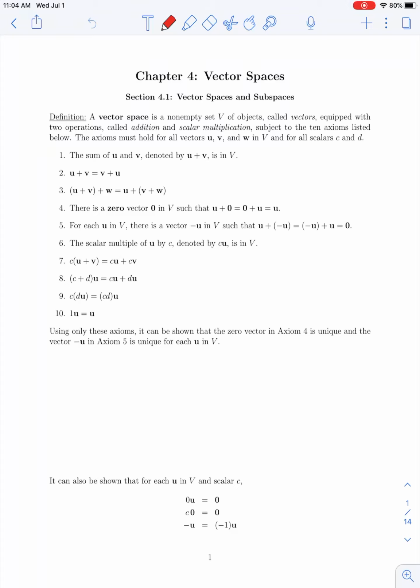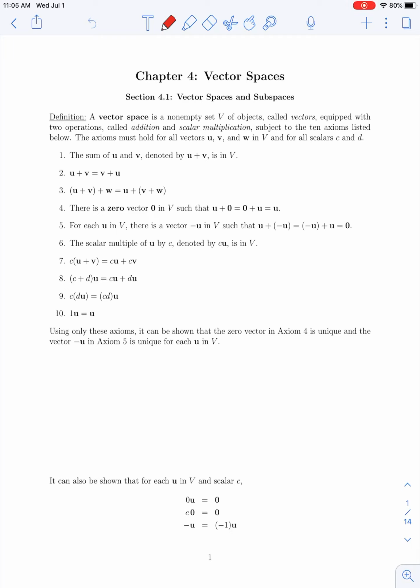Okay, in today's lecture, we're going to start our Chapter 4 material on vector spaces. And in this first part of the Section 4.1 material, we're going to define what is a vector space and look at some examples, some classical examples of vector spaces. And then in the second part of this section, we'll introduce something called a subspace.